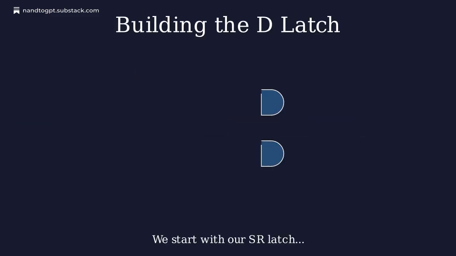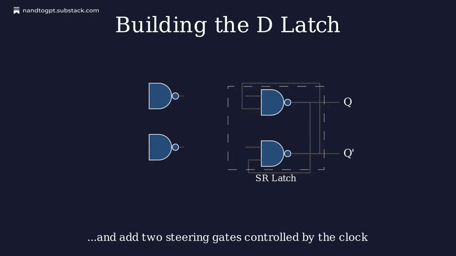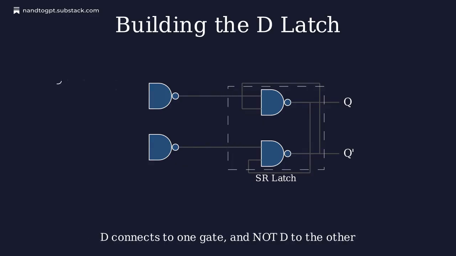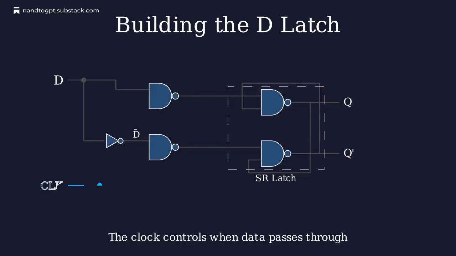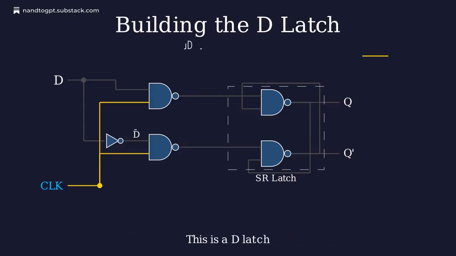Let's build on what we learned. We start with our SR latch and add two steering gates controlled by the clock. D connects to one gate and not D connects to the other. The clock controls when data passes through. When the clock is high, D flows through. When low, the output holds. This is a D latch.